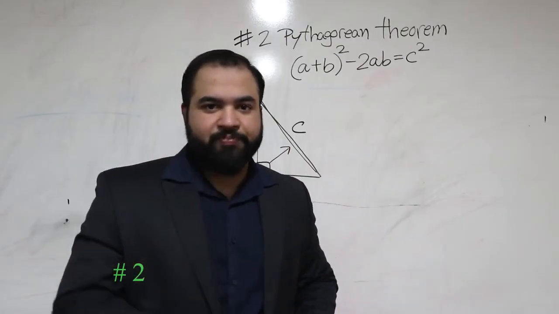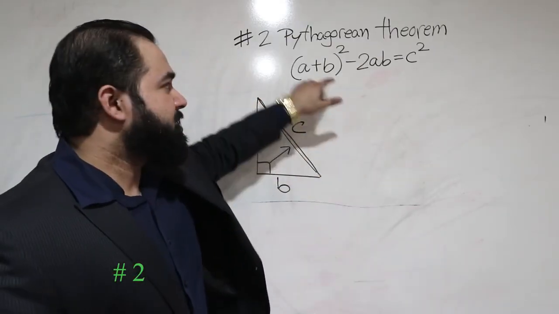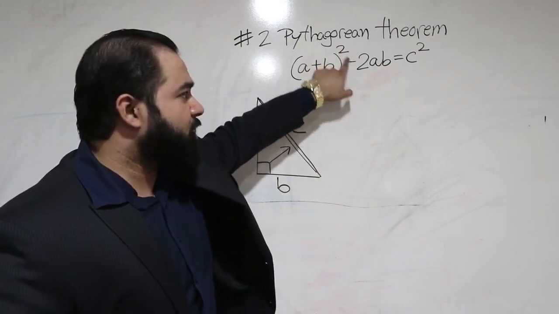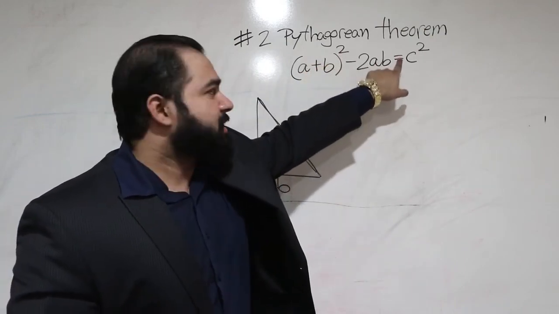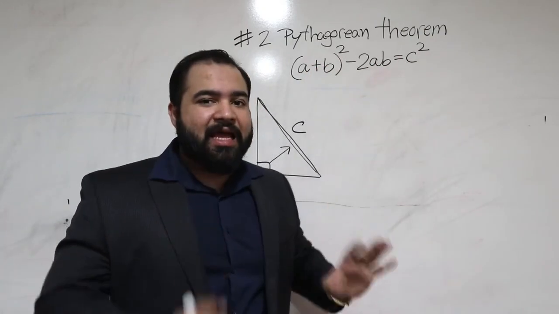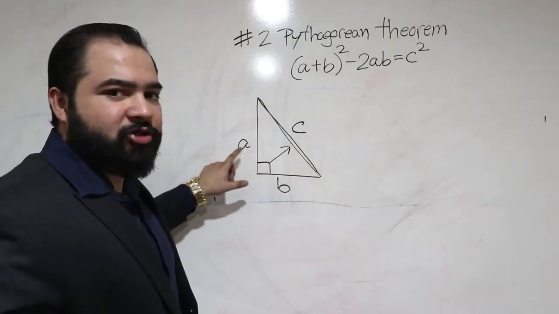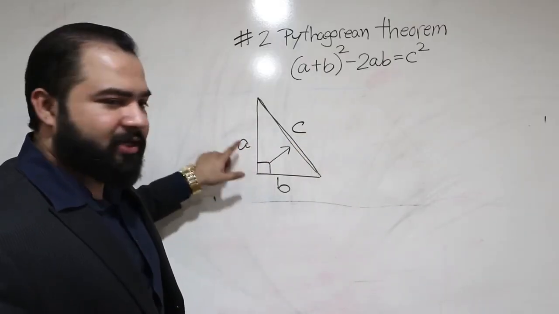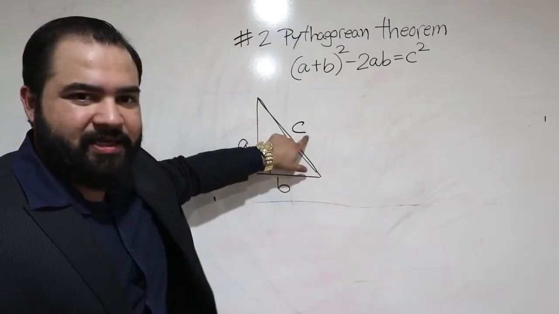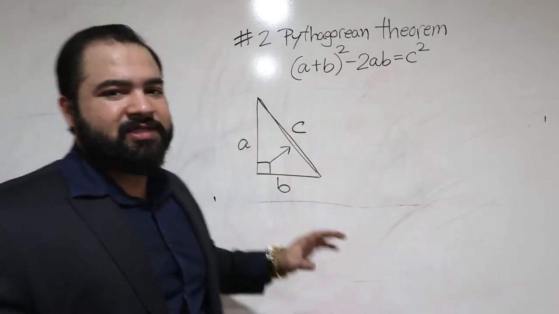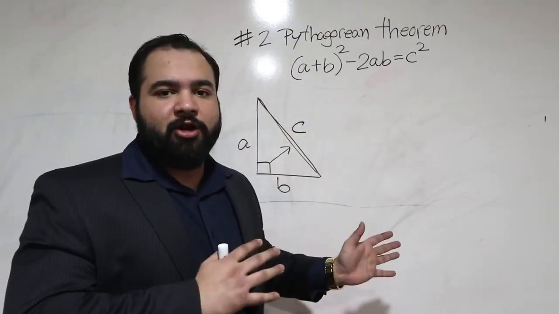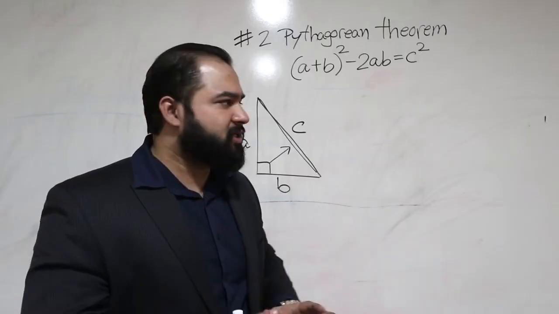Theorem number 2. This is also a Pythagorean theorem. A plus b, the whole thing squared, minus 2 times ab is equal to c squared. A, B and c are just the same letters from the triangle, the two legs, and the hypotenuse c. So this Pythagorean theorem is exact same one as the one we learned before. A squared plus b squared equal to c squared.